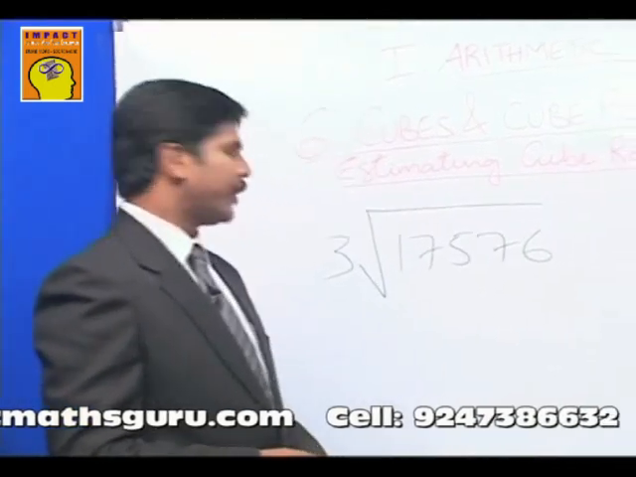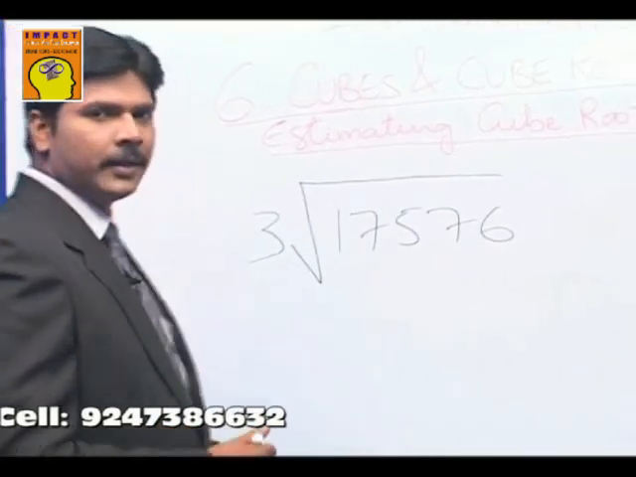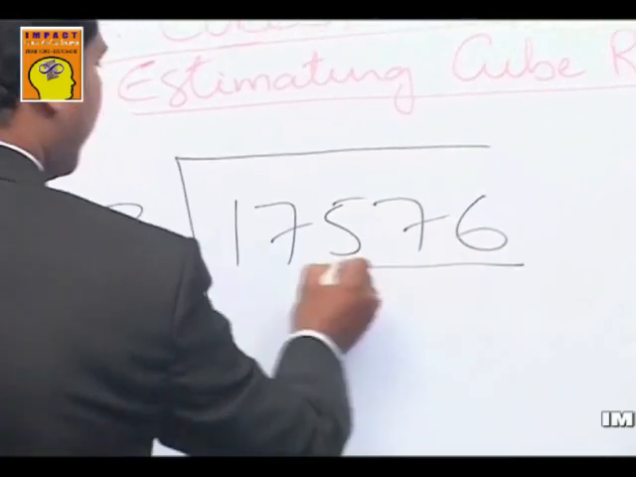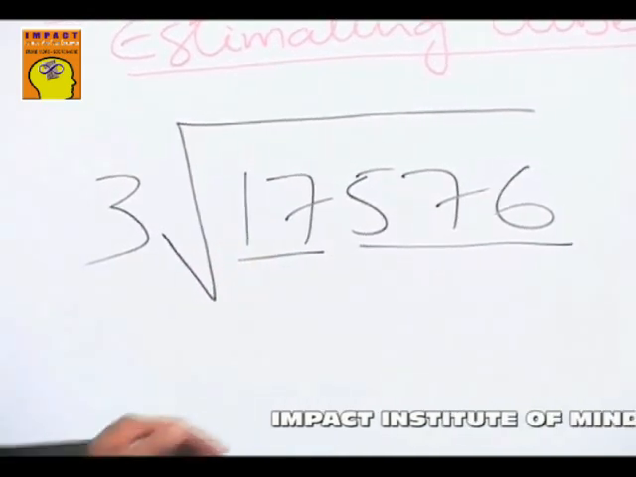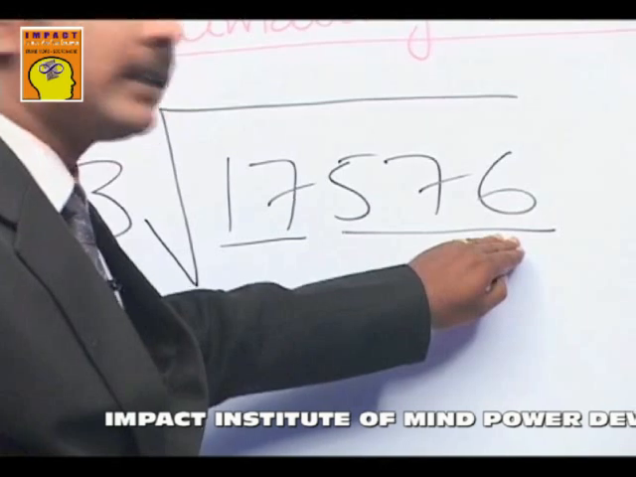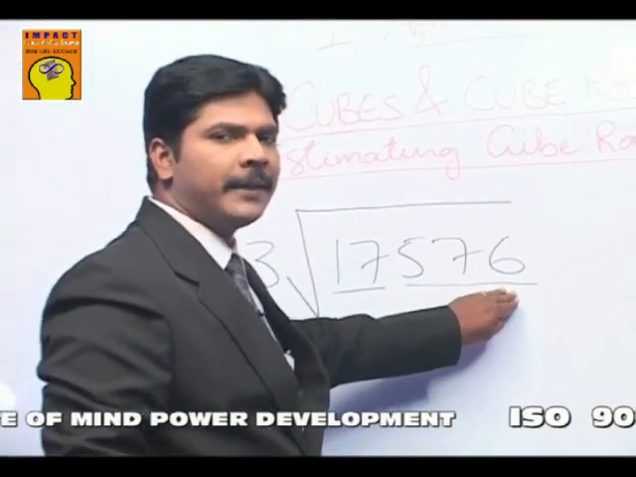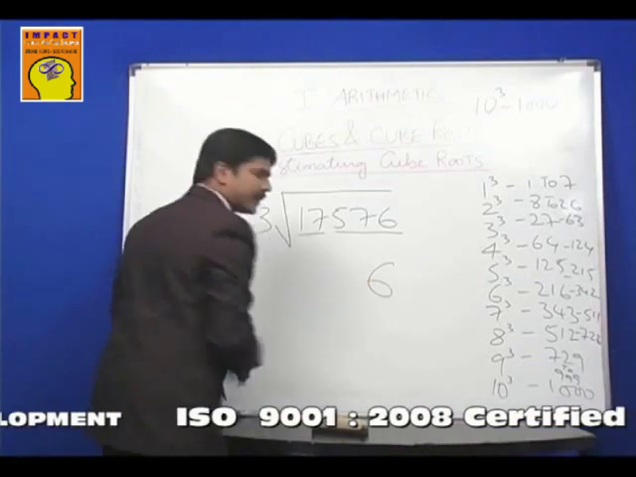Now let's take one more example. What is the cube root of 17576? Moving from right to left, group 3 numbers. Group 3, now there are 2 numbers, so group 2 numbers like this. Now the right underline is only to check what the cube number is ending with. The cube number is ending with 6, so the cube root also ends with 6.